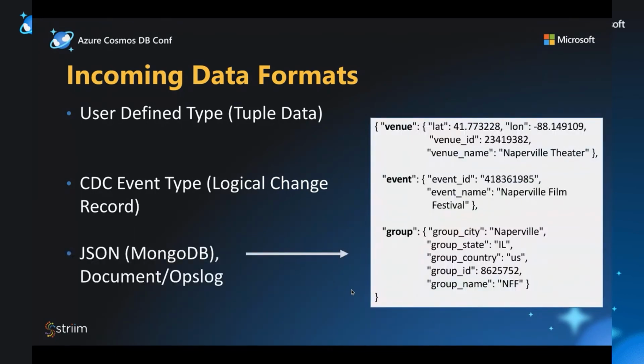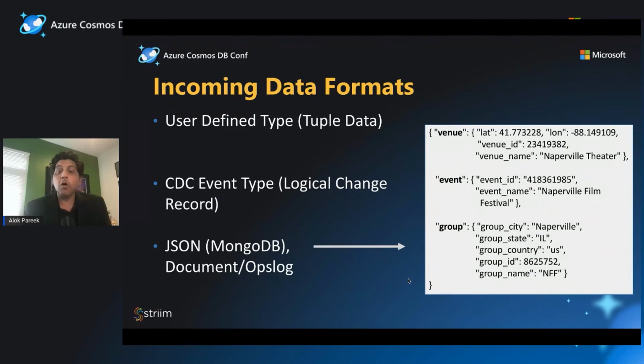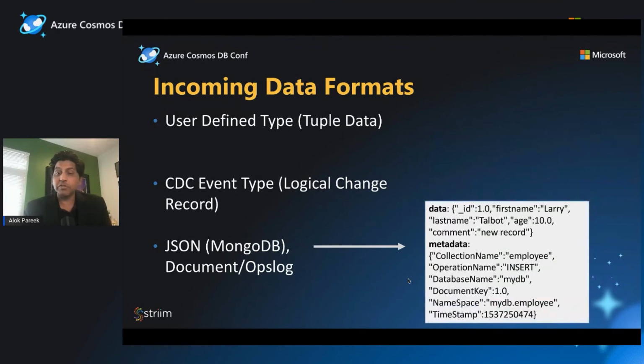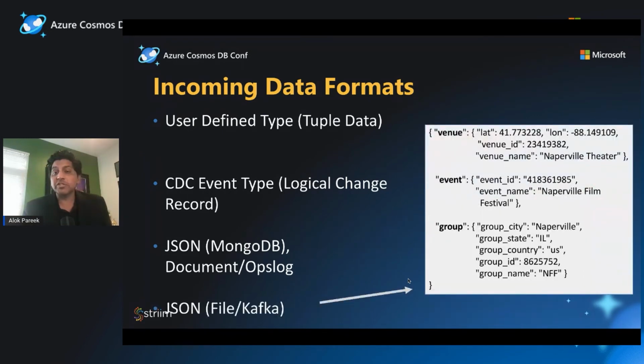If the data is coming in from MongoDB, then again you could have just the document itself, which is coming from the collection, or you could have the ops log record, which again has the data and the metadata. And these are just for your convenience, because sometimes you may want to add some metadata as part of your collection, before you apply to the container on Cosmos. And finally, it could be just coming in as straight through JSON documents from a file or from Kafka.